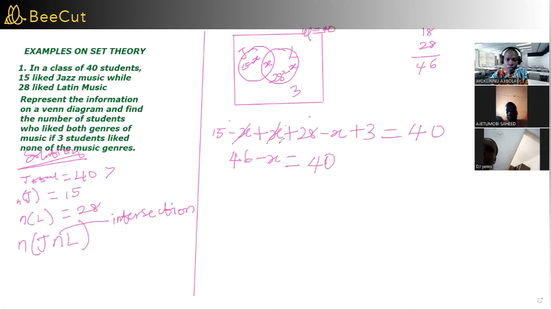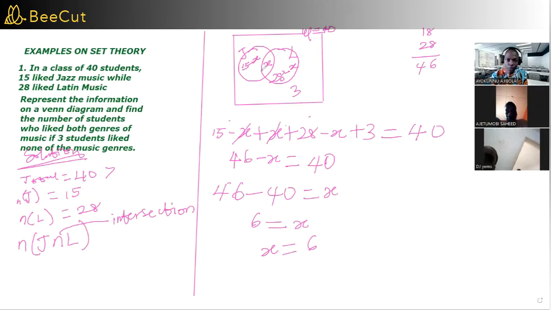So definitely this x can come out and this 40 can come in. Then I have 46 minus 40 equals x. That means 6 equals x, or you say x equals 6. That means 6 students like both brands of music.